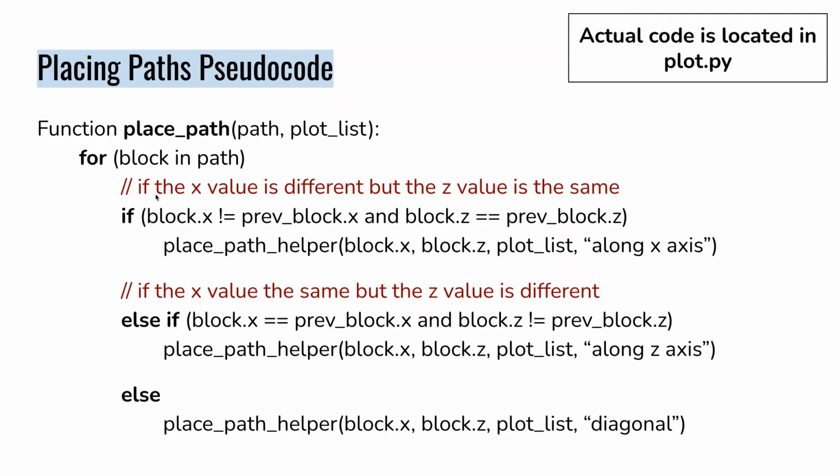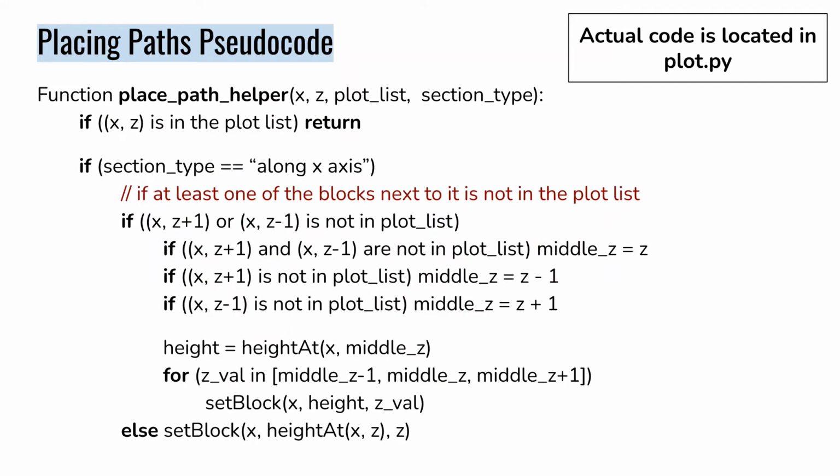So given a path, for each block in the path, our place path function first compares the coordinates of the current and previous blocks and passes the section type to the place path helper function. In this function, we first check if the main block is inside any plots, and if so, do not place it. Then, if the section is along the x-axis and there is at least one adjacent block free, we find what the middle block of our path should be by checking if blocks with adjacent z-values are in the plot list or not. Then we find the height of our found middle block and place it along with blocks on both sides of it. If no adjacent blocks are free, then we just place the one block.